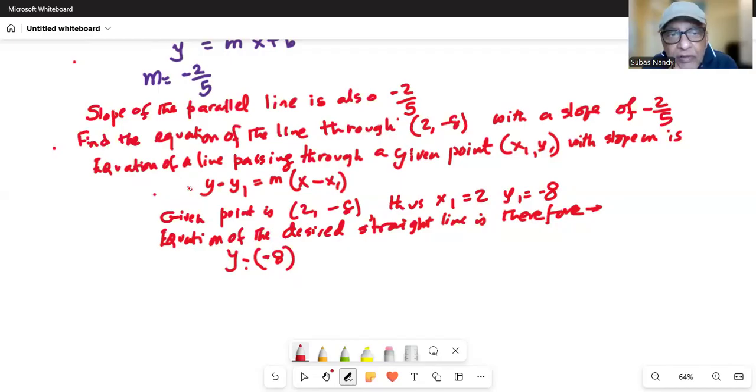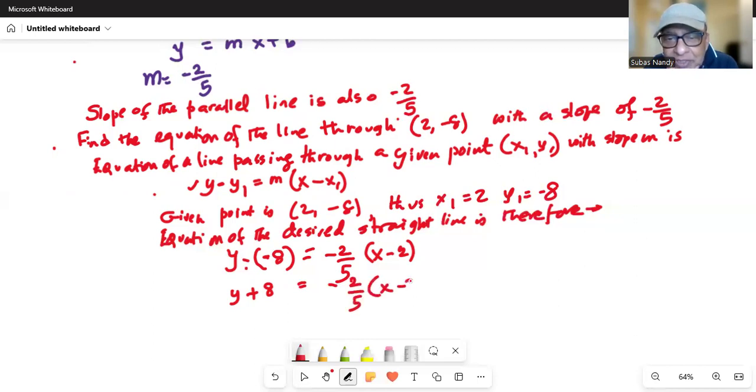Okay, from this formula, is equal to my m. What is my m? It is minus 2 over 5. And x minus, what is my x1? It is 2. Okay, so now let's think about what will happen if I distribute the minus with a minus. What do you think? A plus or a minus? Minus times minus is a plus. So y plus 8 equals minus 2 over 5 times (x minus 2).